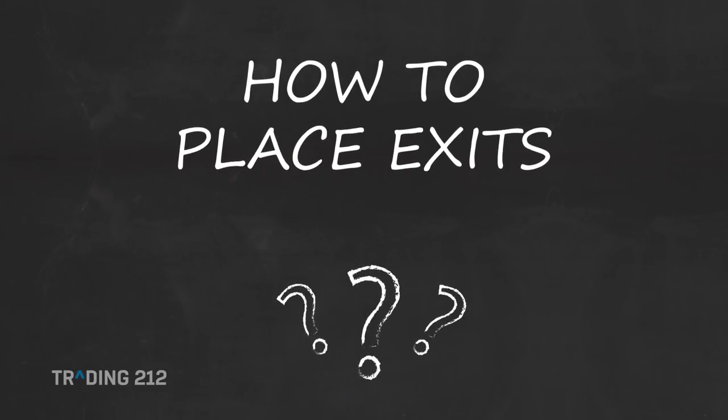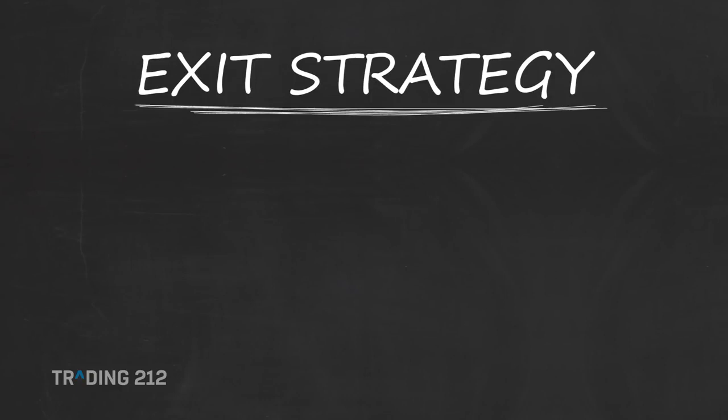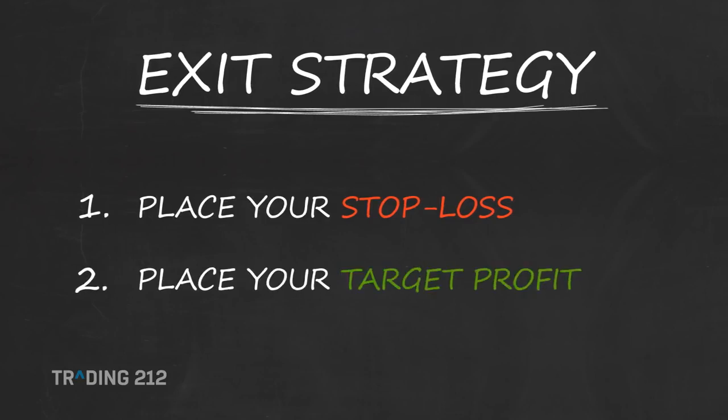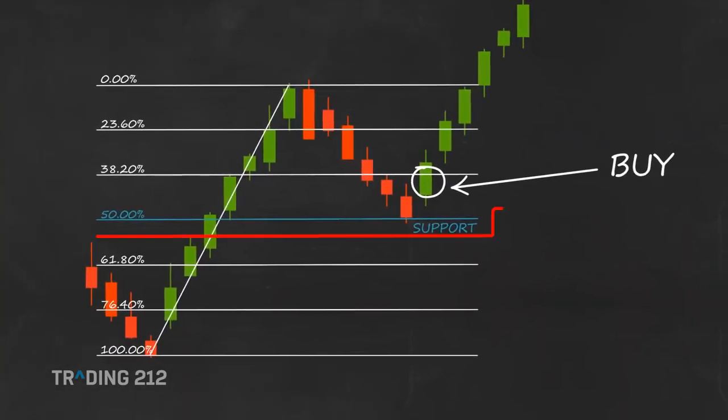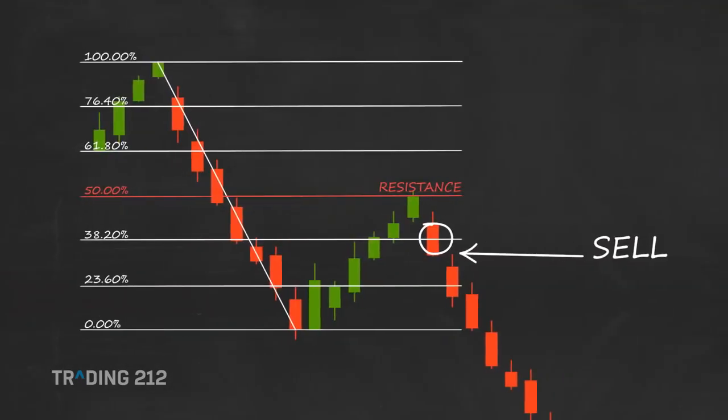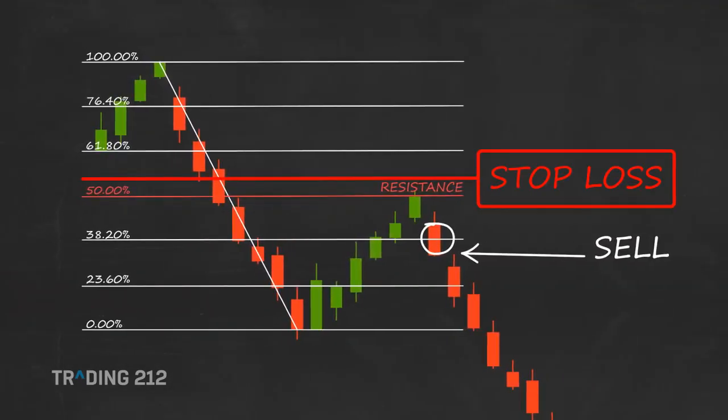Now that you have decided on your entry, you need to determine your exit strategy. Your exit strategy is comprised of 2 steps. First one is deciding where to place your stop loss, and the second is where to place your target profit. Let's look at the same graph that we had for our upward trend. Here we suggest you place your stop loss just below the retracement level. In a downward trend, we suggest you place your stop loss just above the retracement level.